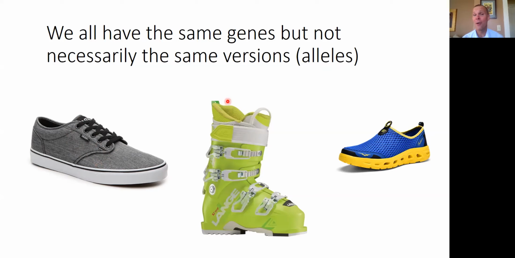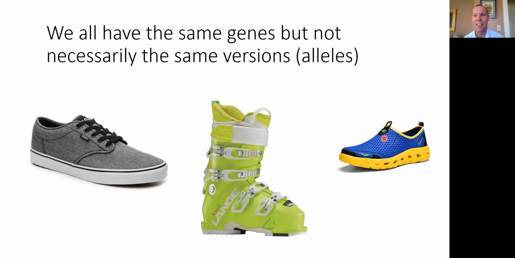On the other hand, let's say that you have a different version, a different allele of a shoe that looks like a ski boot. This is a great allele if you are downhill skiing. And let's say we have another allele over here. This one looks like a water shoe, once again, different version of a shoe, different version of a gene. This one is a great allele if you're in the water.